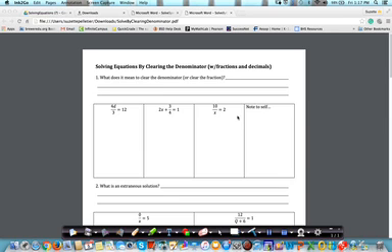Okay, so solving the equations by clearing the denominators. What does it mean to clear the denominator or clear the fraction? That means to multiply by the denominator. If you are multiplying by the denominator, it is going to eliminate the fraction. And that's always our goal. I know how much you guys really hate fractions, so eliminate the fraction.